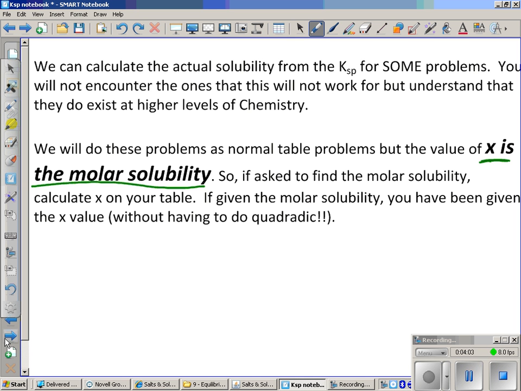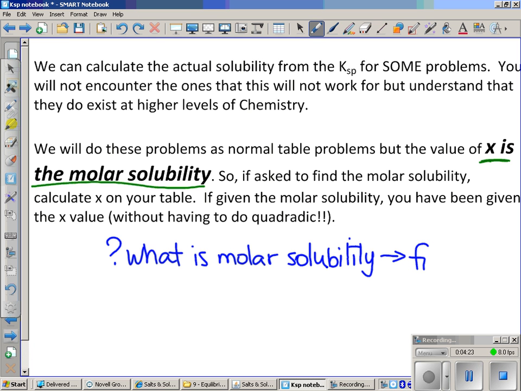It is a representation of how many moles per liter can be dissolved. So if a problem asks you, what is the molar solubility for something, what you're doing is finding X.